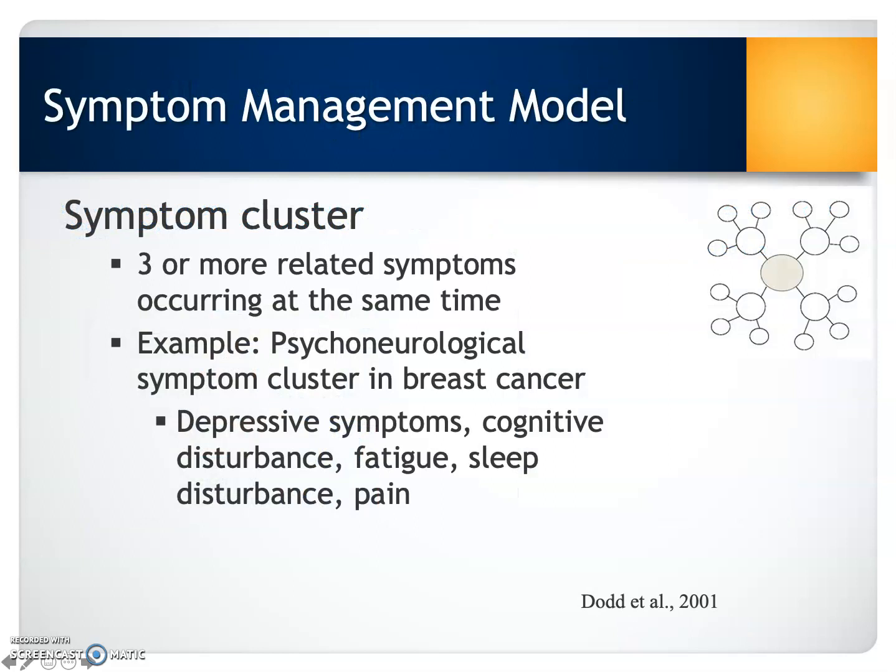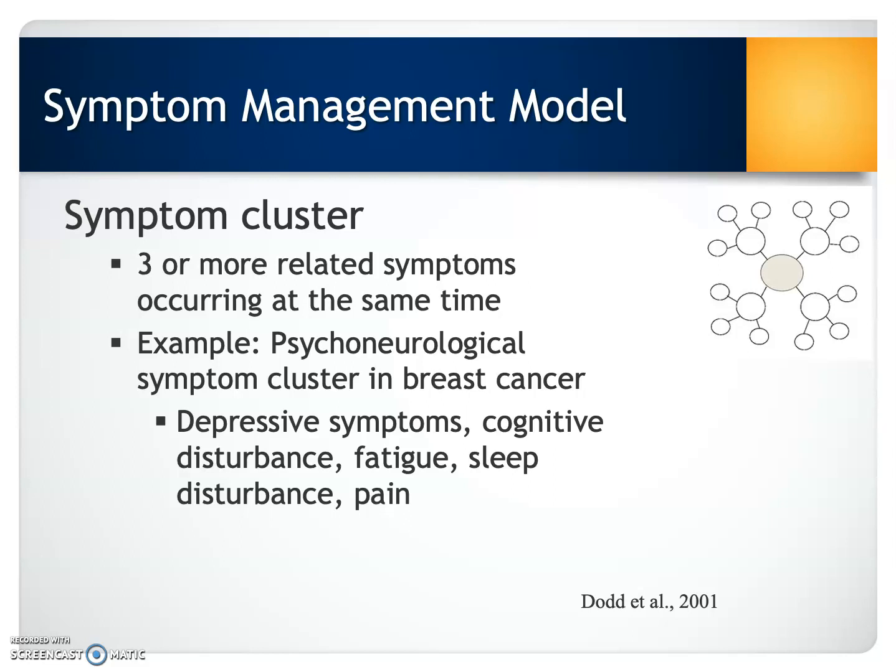A second model we're looking at is the symptom management model, in which we talk about symptom clusters. And clusters of symptoms are 3 or more related symptoms that occur at the same time. So when we look at a patient with breast cancer, there are different clusters. For example, one might be a GI cluster where they're having a lot of nausea that is accompanied by vomiting and maybe changes in eating behavior.